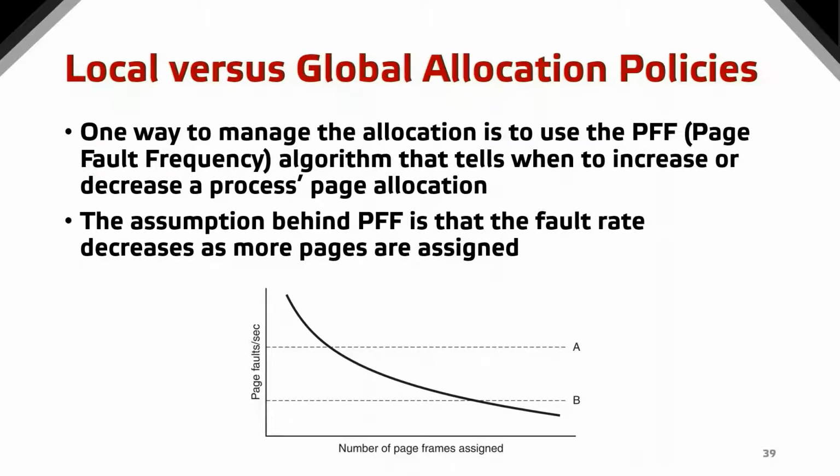One way to manage the allocation is to use PFF, which is called the Page Fault Frequency algorithm. It tells when to increase or decrease a process's page allocation, but says nothing about which page to replace on a fault. For a large class of page replacement algorithms, including least recently used, it is known that the fault rate decreases as more pages are assigned, as we've discussed previously. This is the main assumption behind the page fault frequency algorithm.